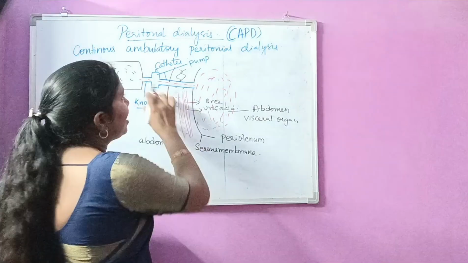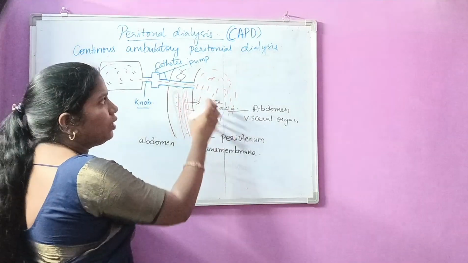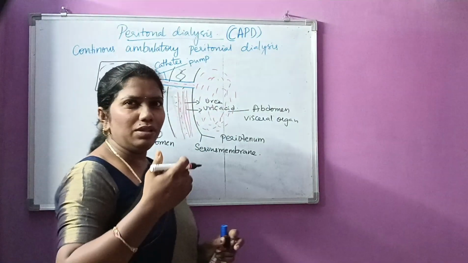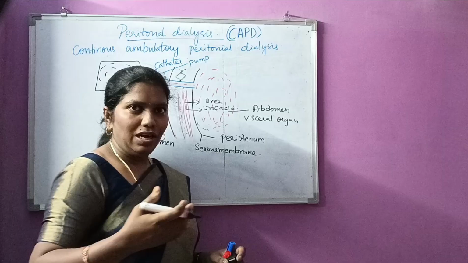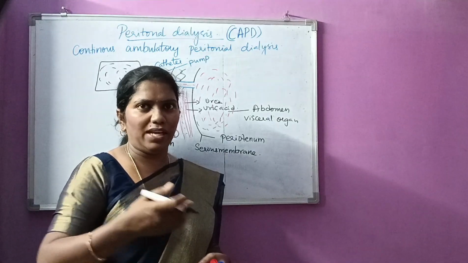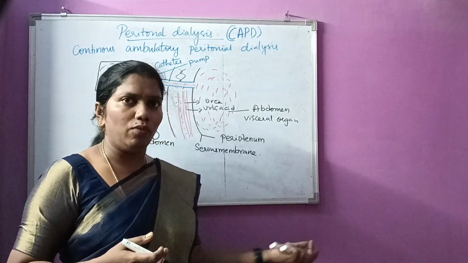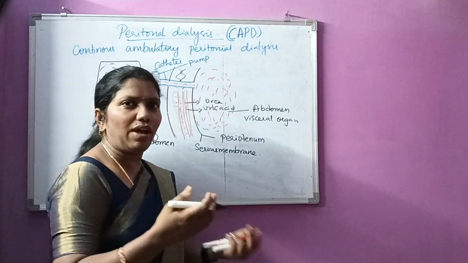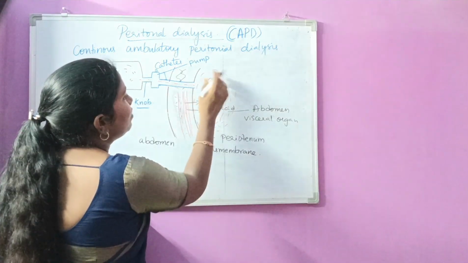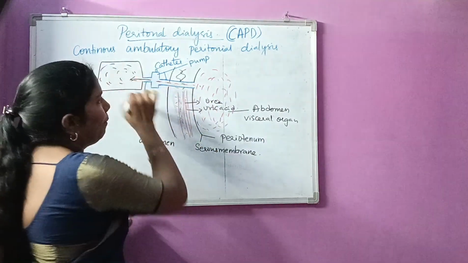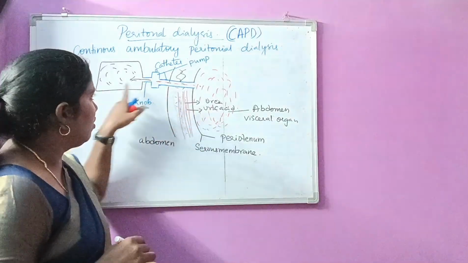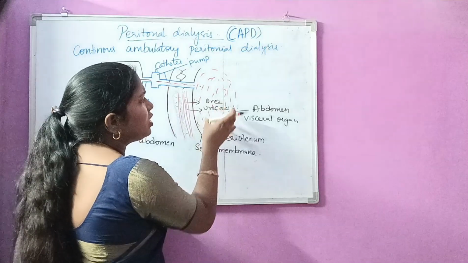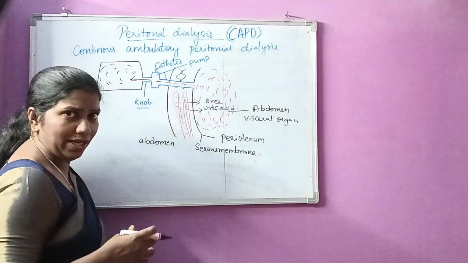So finally, as soon as the fluid entered the abdominal cavity, after a certain period of time, that means 4 to 6 hours, the patient can carry it and do their work on their own. They can do all types of activities. After 4 to 5 hours, the fluid again leaves the abdominal cavity and enters into this packet. What is the fluid? The dialysing fluid, which was sent previously. Now the exchange takes place, and this fluid goes back into this packet.